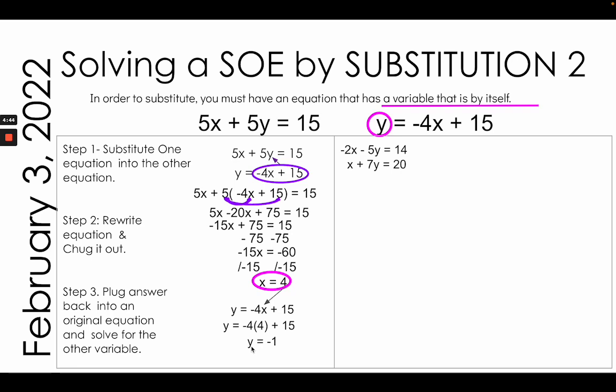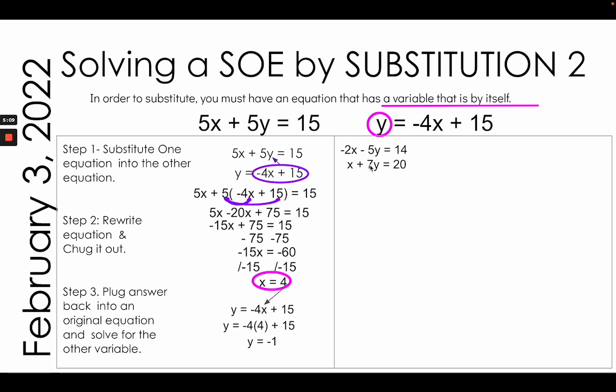Let's take a look at our second equation. Let's go back to our rule. In order to substitute, you must have an equation that has a variable that is by itself. Now, as you can see, we do not have a variable that's by itself. The closest thing that we have is this x that has a coefficient of 1, but it's still on the same side as this 7y.